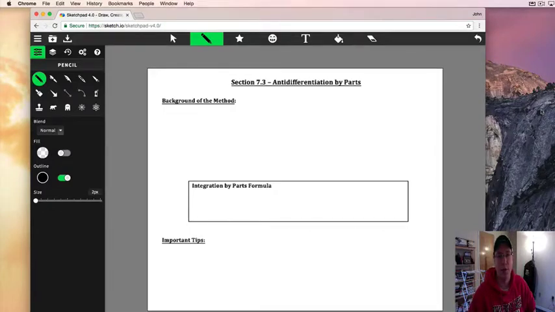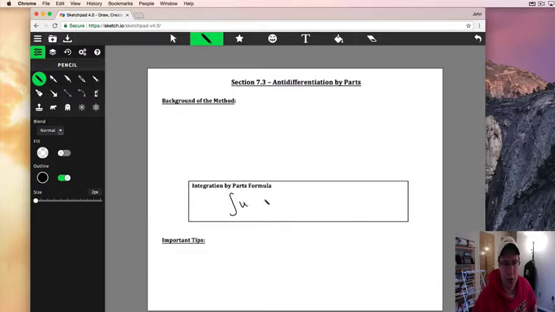All right, hello mathematicians. We're going to look at section 7.3 in this lecture, broadcasting live from my office in Cedar Grove, New Jersey. We're going to look at anti-differentiation by parts, or integration by parts. If you're following along in your packet, I'm going to start right with this page. I'm going to show you the integration by parts formula, and then we're going to derive it, and I'll give a little background of the method.